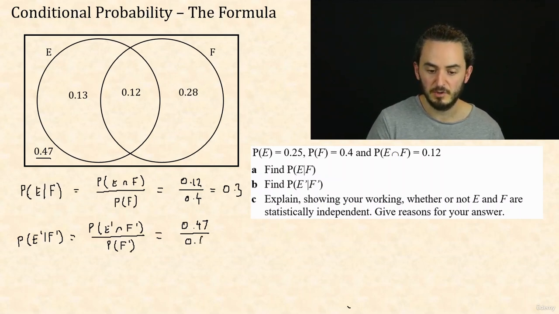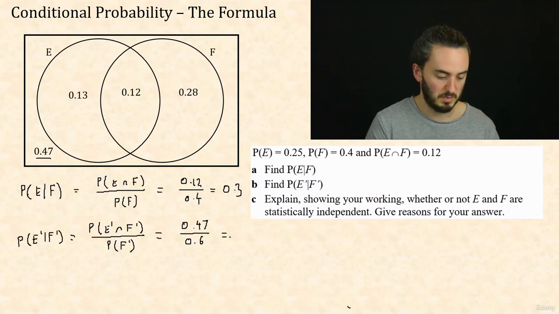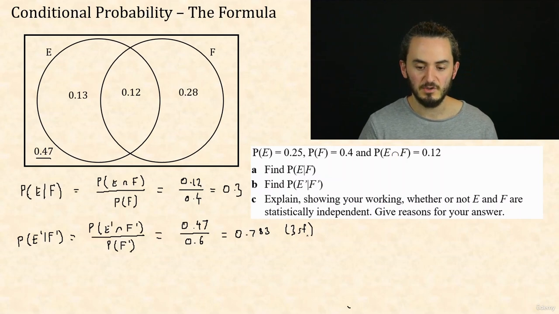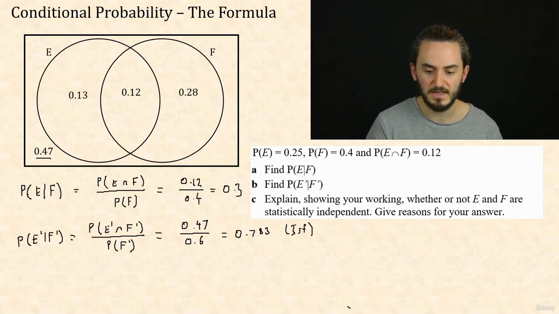Maybe the faster way of doing that would have been to say, well, if the probability of F is 0.4, the probability of not F is 1 minus that, 0.6. Now we've got a calculation to do, 0.47 divided by 0.6, and that gives me 0.783 when I round it to 3 significant figures. Okay, part C, explain, showing your working, whether or not E and F are statistically independent.